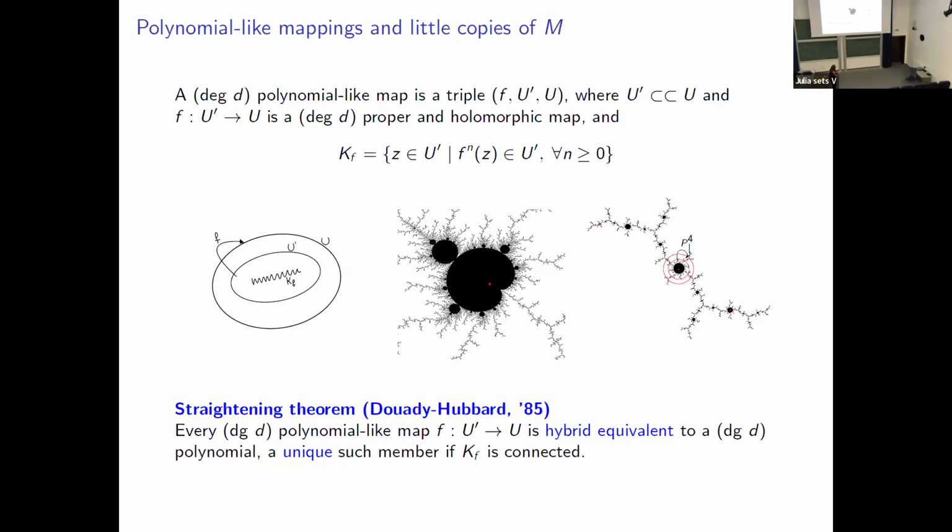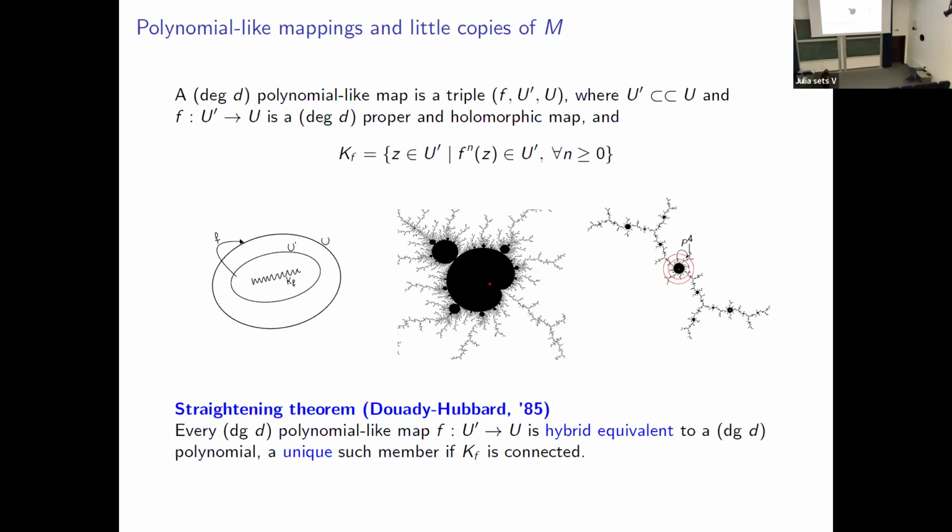In this example, the filled Julia set is this black component, this little disk. And the straightening theorem tells you not just that every degree D polynomial-like map is hybrid equivalent to a polynomial of the same degree, but that this polynomial is unique if the filled Julia set is connected. And this uniqueness allows us to speak about parameter planes.